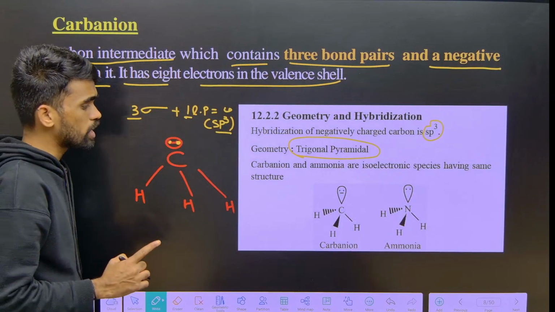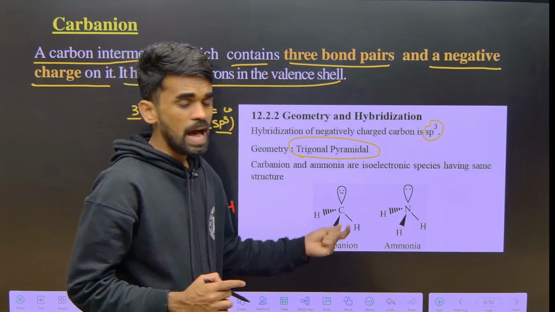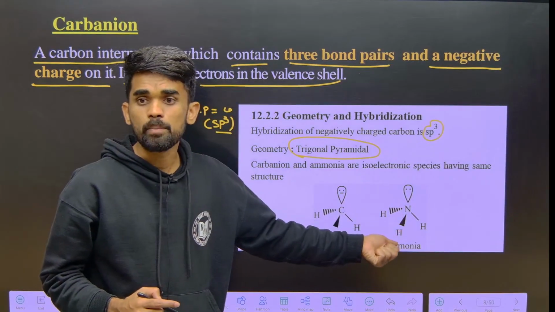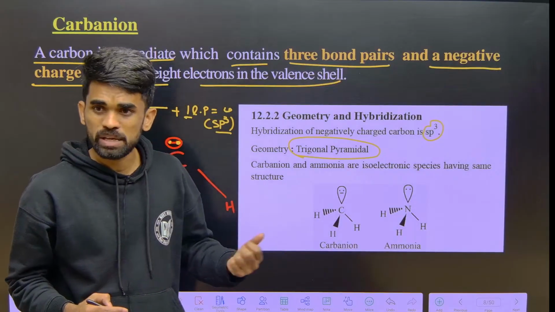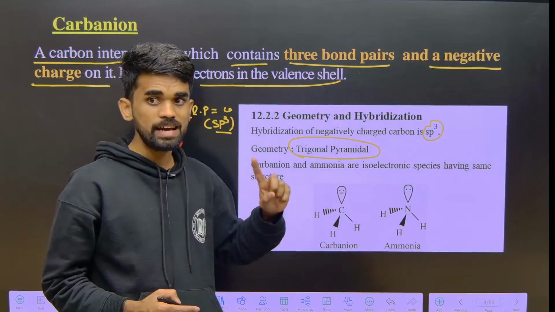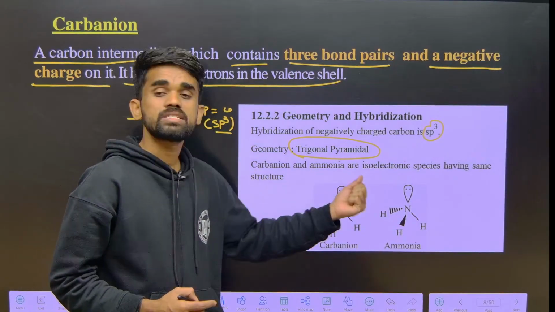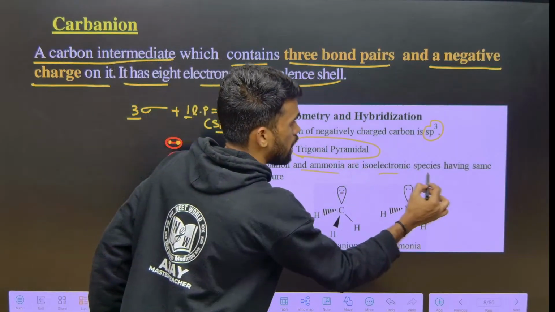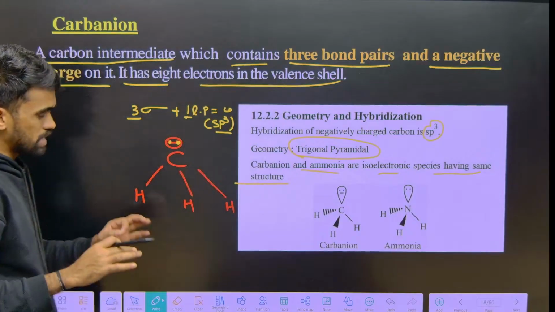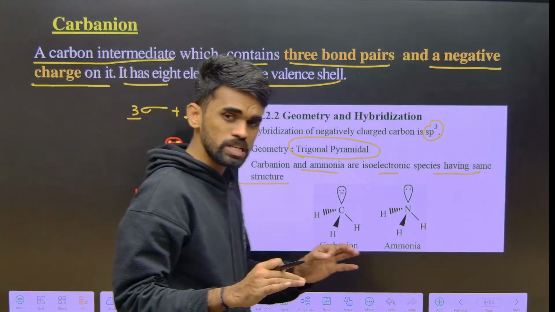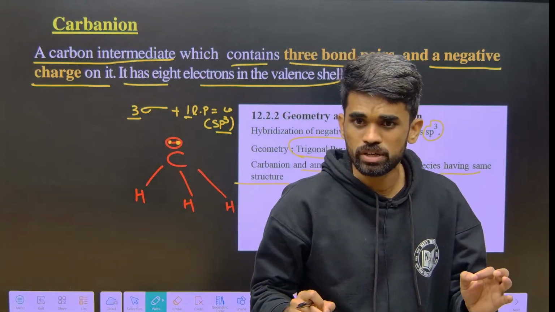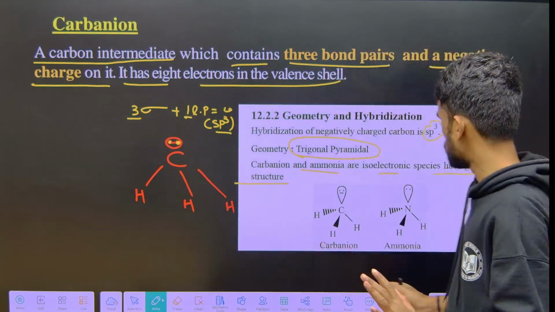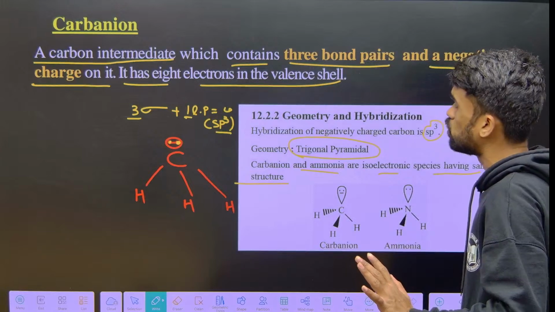You can say the carbanion is isoelectronic as well as isostructural with ammonia. Isoelectronic means the same number of electrons. Isostructural means the same structure as ammonia. These terms they may also ask in the exam. Just for some time forget that you are a biology student, feel like you are a chemistry student learning chemistry, so that you will get a complete idea of this.